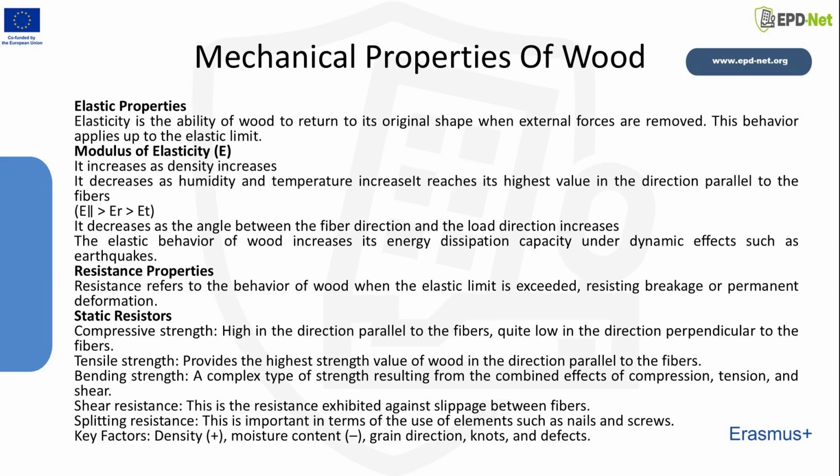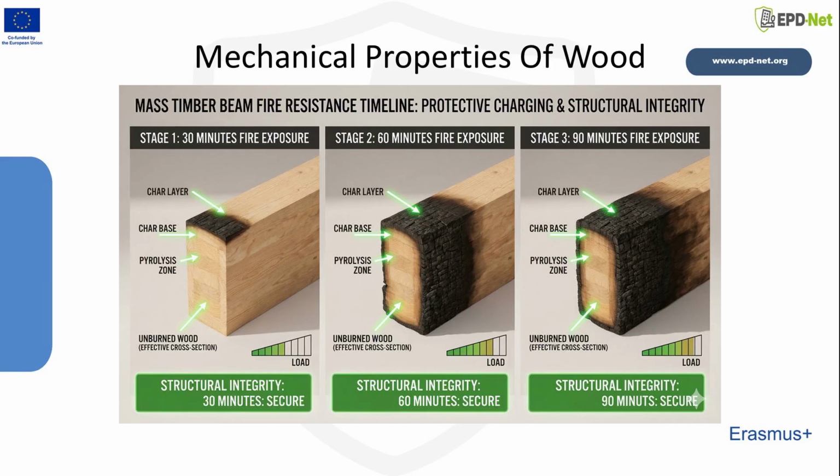Elastic properties describe the ability of wood to return to its original shape when external forces are removed, as long as the elastic limit is not exceeded. The modulus of elasticity is one of the key indicators of stiffness. It generally increases as density increases and decreases as humidity and temperature increase. Wood reaches its highest modulus of elasticity in the direction parallel to the fibers. As the angle between fiber direction and load direction increases, elastic performance decreases. The elastic behavior of wood increases its energy dissipation capacity under dynamic effects such as earthquakes.